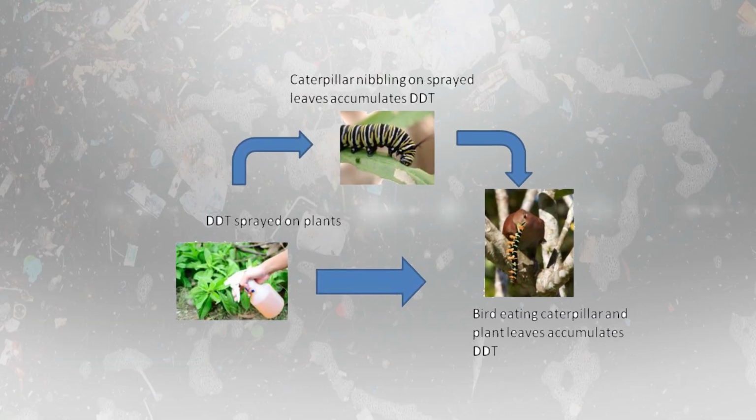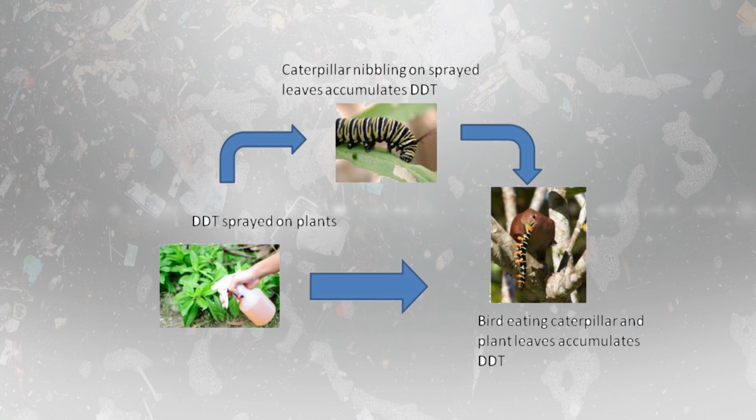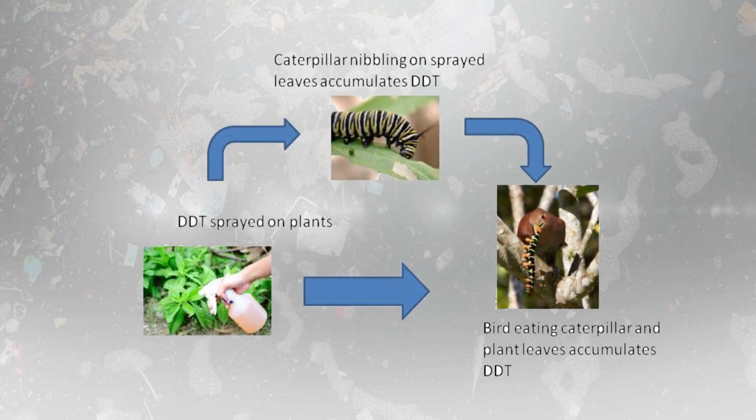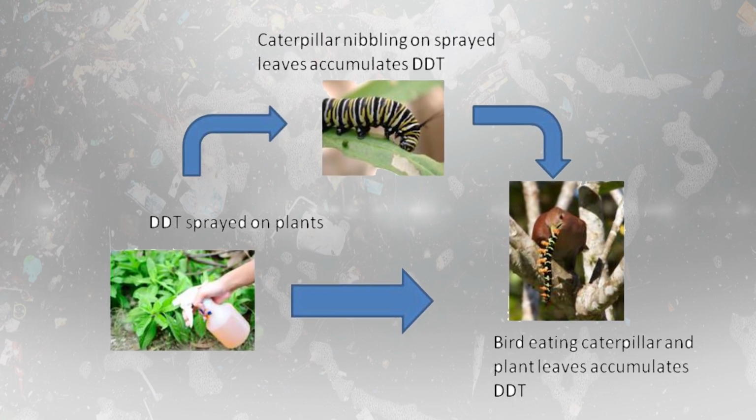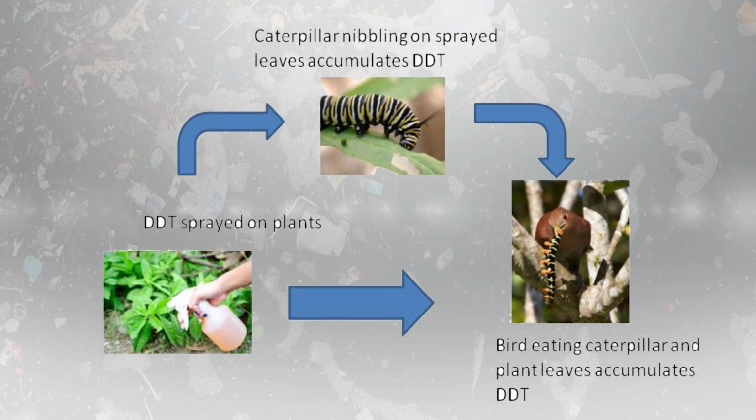This figure is showing you how the organism takes harmful chemicals from nature and then starts accumulating them over a time period. DDT is sprayed on plants, a caterpillar comes, nibbles on these leaves which have been sprayed with DDT. So, it is accumulating DDT. Now, this caterpillar is being eaten by various birds. As a result, birds will start accumulating DDT.